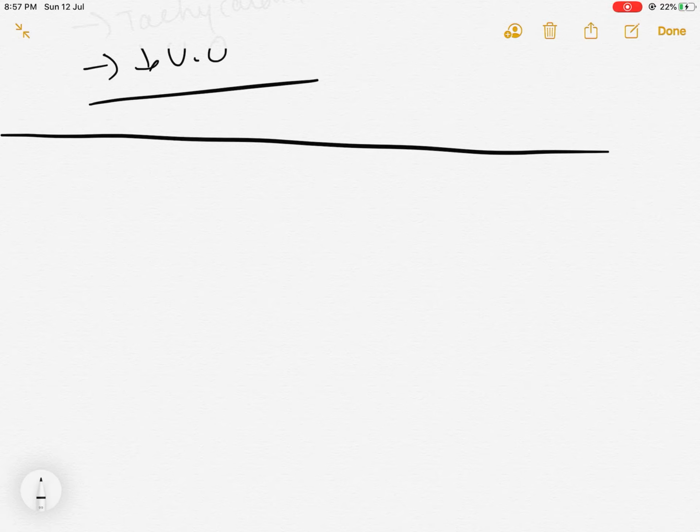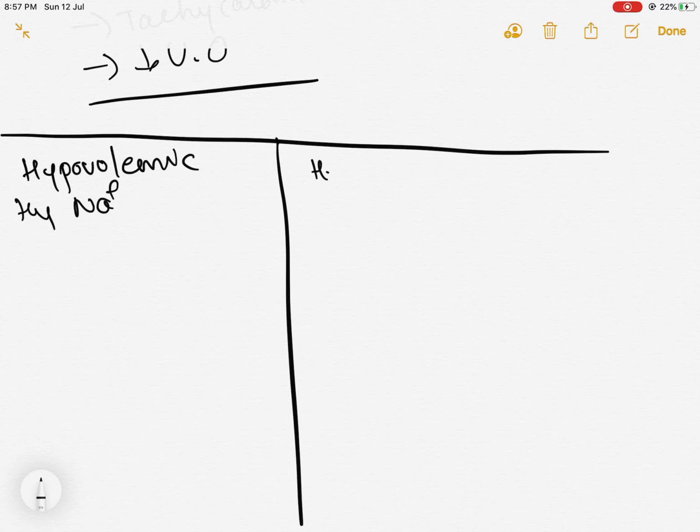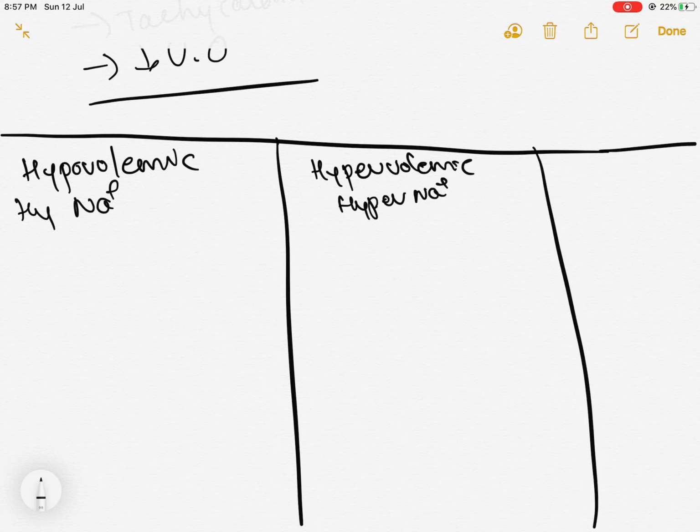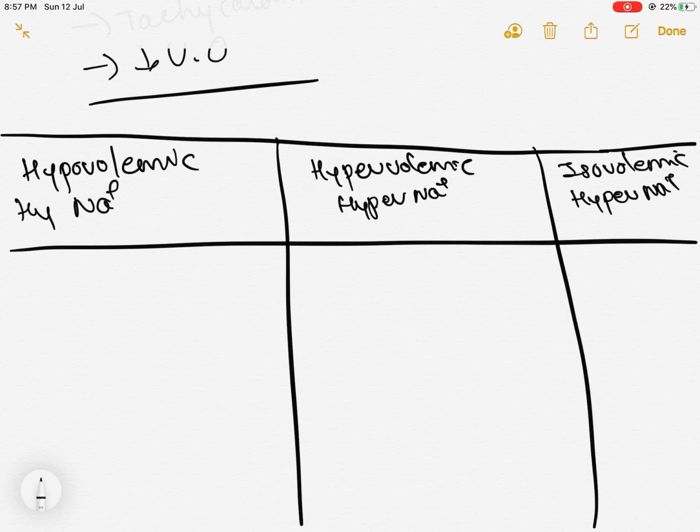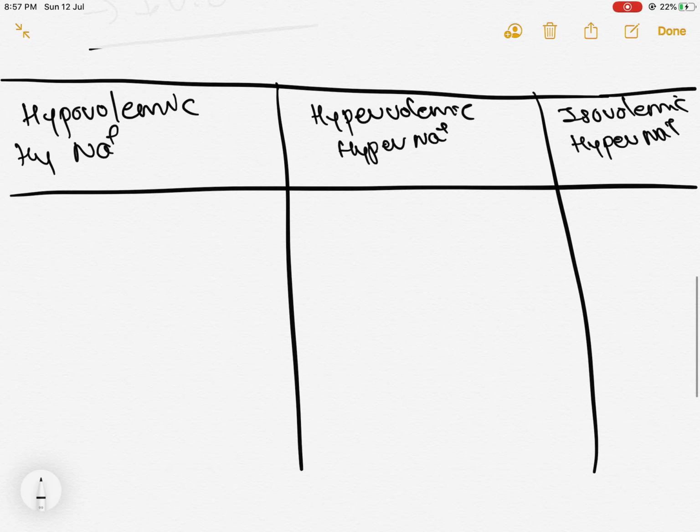Now, if the volume status of the patient is low, it is hypovolemic hypernatremia. If the patient's volume status is high, that is hypervolemic hypernatremia. If the volume status is normal, that is isovolemic hypernatremia. We will study all these three together, looking at the differences so that we can clinically differentiate between them. So in hypovolemic hypernatremia, as the name suggests, the total volume is reduced.